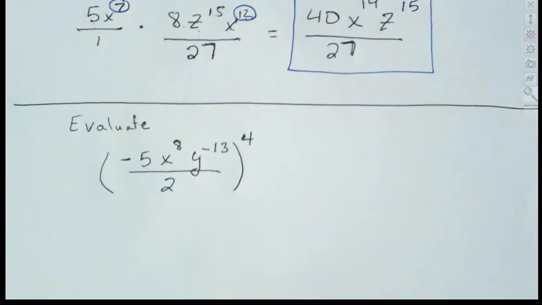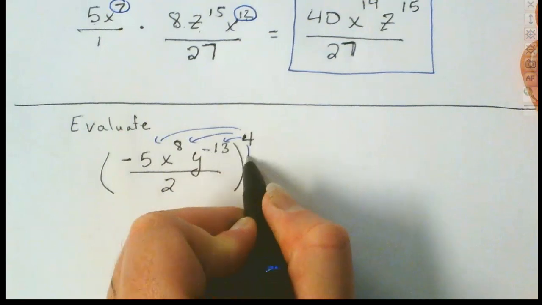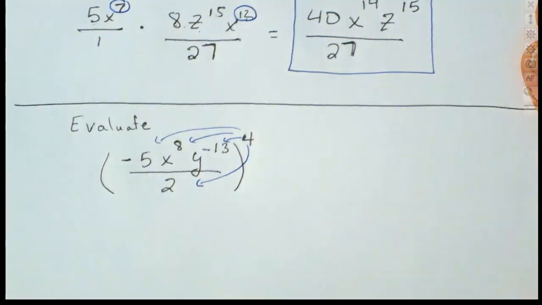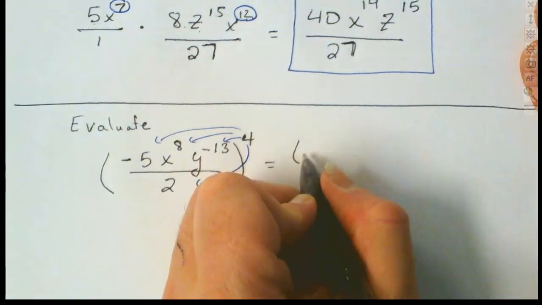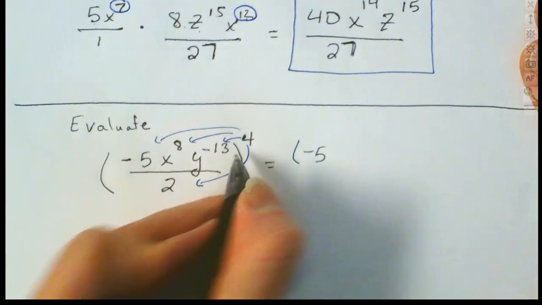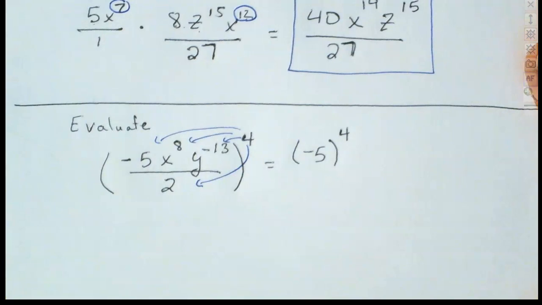I picked this one because that 5 was negative. Now we're going to go ahead and distribute that 4 through. When we have a negative in front of a number, we're going to use parentheses when we rewrite it. So we're going to begin by just distributing this 4 through. And this 5 is a negative 5. So we're going to write that as negative 5 with parentheses, because we still got parentheses here, to the 4th power. We'll deal with that in a moment.